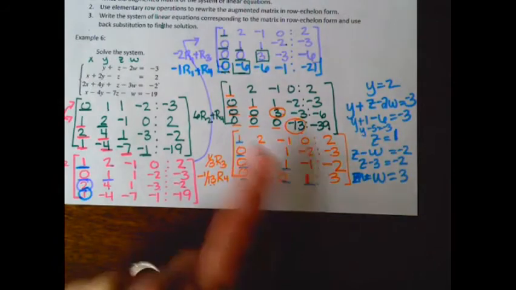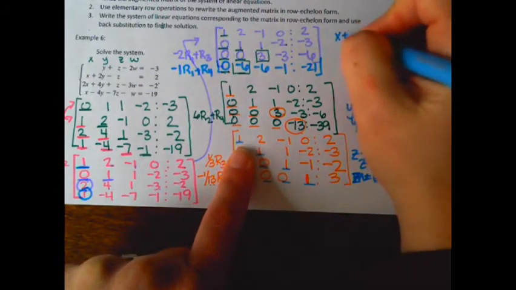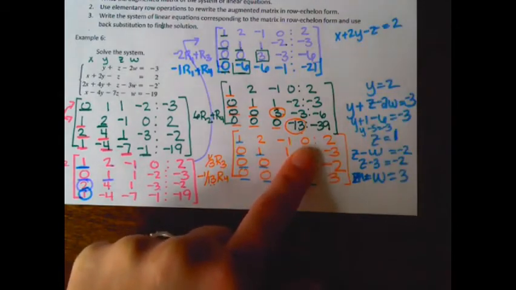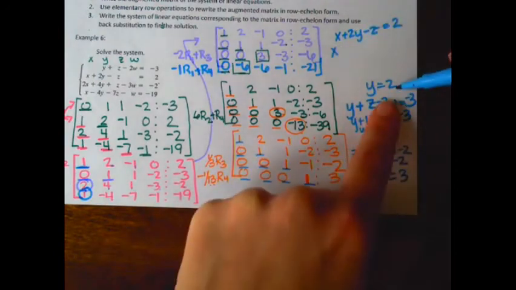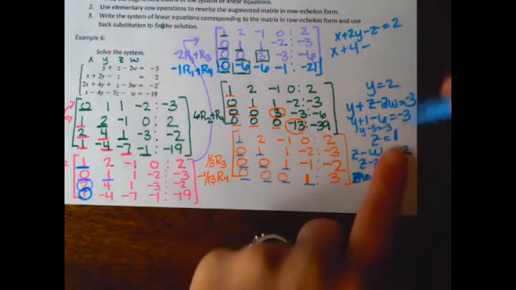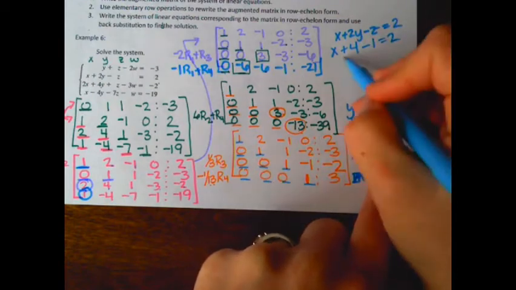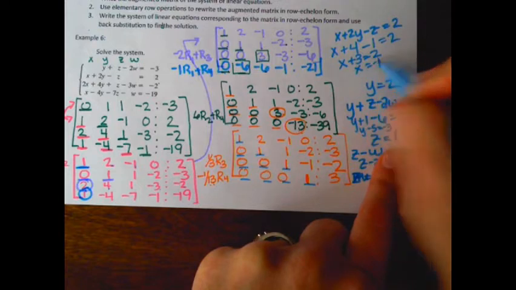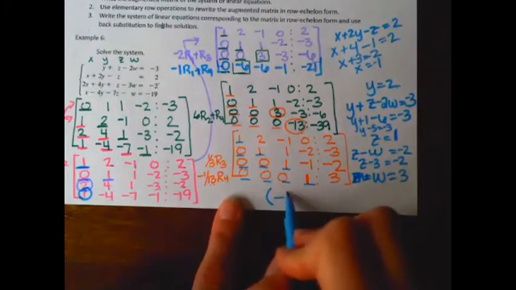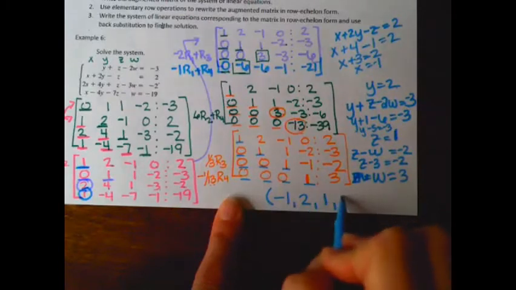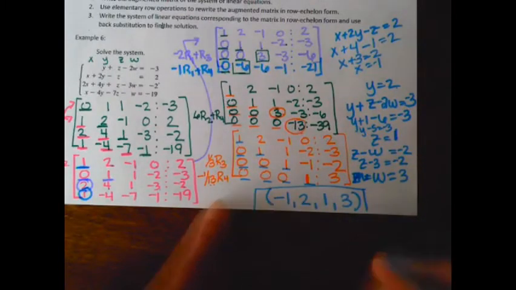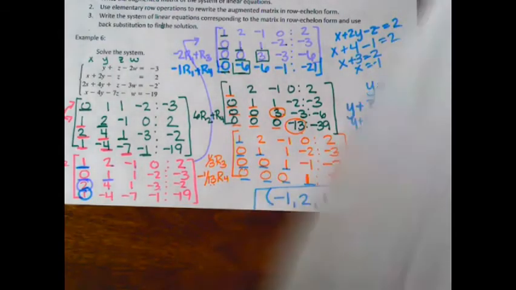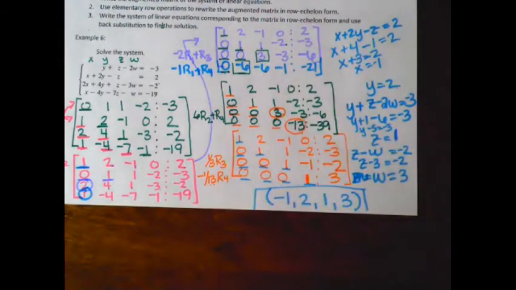Okay. And then the last one, we have x plus 2y minus z, there's no w, equals 2. So x plus 2 times 2 is 4, minus z, which is 1, equals 2. So x plus 3 equals 2. So x equals -1. So we know x is -1, y is 2, z is 1, and w is 3. And there you go. Any questions?